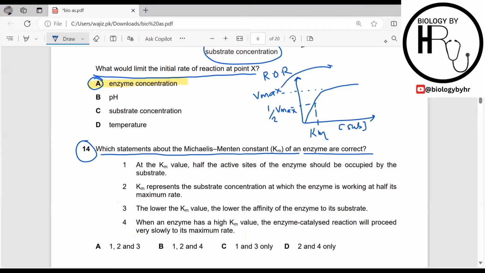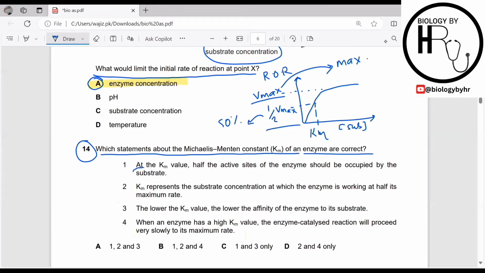What happens at the Vmax? At Vmax the enzymes are working at their maximum possible rate, which means that all the active sites of the enzymes are filled with the substrate, and at half Vmax 50% of the active sites of the enzymes are filled with the substrate. Because at Vmax 100% of the active sites are filled with the substrate, at half Vmax 50% of the active sites would be filled with the substrate.